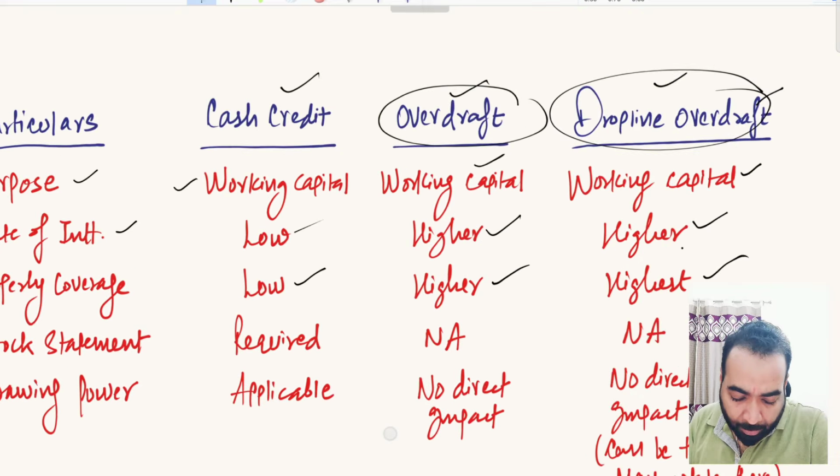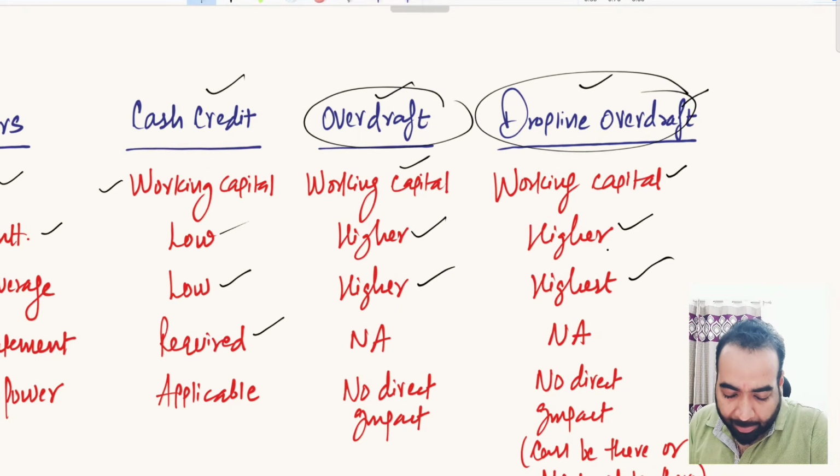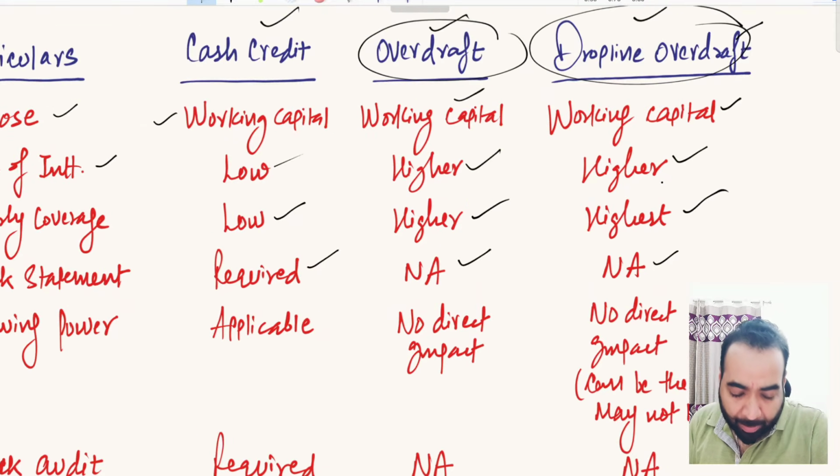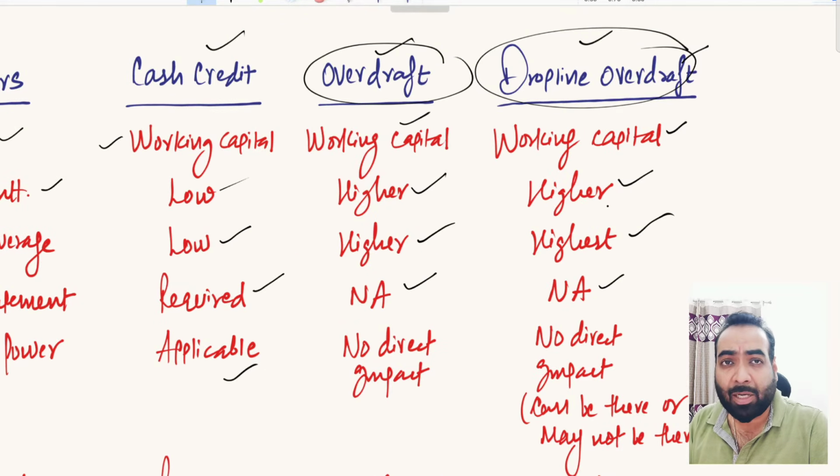Stock statements are required in cash credit, but they are not applicable in overdraft and drop line overdraft facility. Drawing power calculation is applicable on cash credit facility. Drawing power calculation is not applicable on overdraft and drop line overdraft.